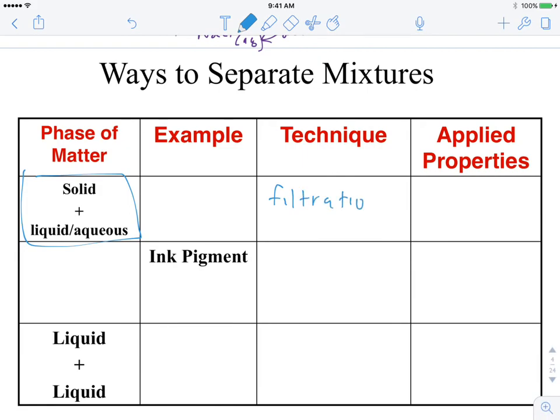So if we use filtration, this will work well to separate out a solid from either a liquid or an aqueous solution. Like if I were to have some sand and then I were to add that to a solution of salt water. Now, if I were to have something like ink pigment, the best way to separate that would be if I were to use something like chromatography.